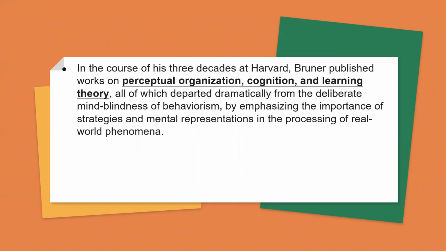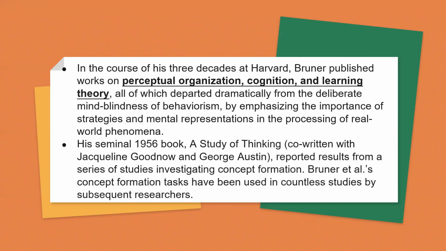So that's the definition of it. So Bruner spent 3 decades in Harvard, but he also spent time in Ivy League universities like New York University and Oxford University. During his time in Harvard, he was able to write a book co-authored with 2 people, Jacqueline Goodnow and George Austin. That was in 1956. The title was A Study of Thinking.